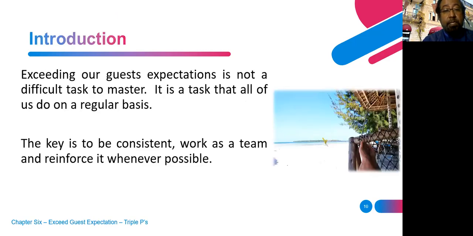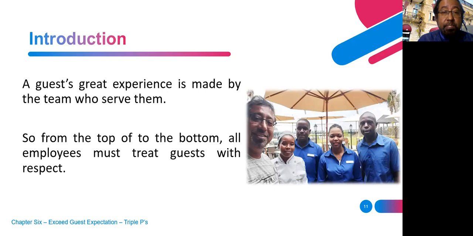Introduction: exceeding our guest expectation is not a difficult task to master. It is a task that all of us can do on a regular basis. We know that, yeah, but we always remind our staff on how to do that. It's not something you learn today and there is a procedure 1, 2, 3. It's an accumulation of experience, your professionalism and attitude. And most important, to work as a team. If you don't work as a team, it's very difficult to meet a guest expectation.